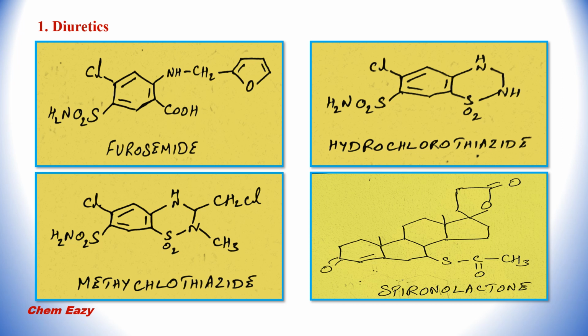These are the drugs under diuretics. This is the structure of furosemide, hydrochlorothiazide, methyclothiazide, and spironolactone.